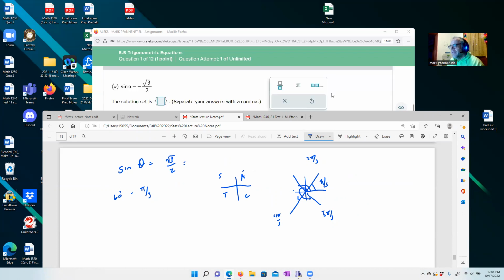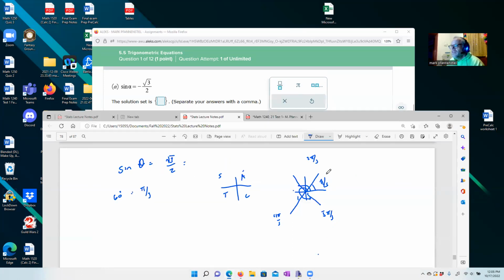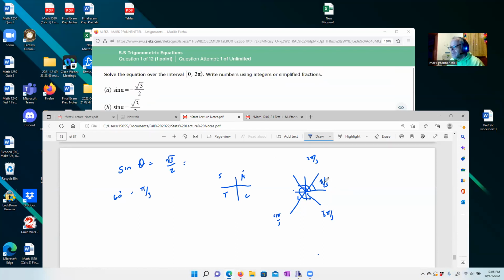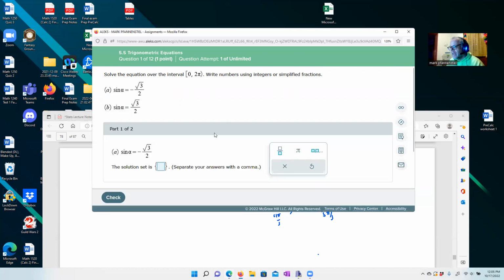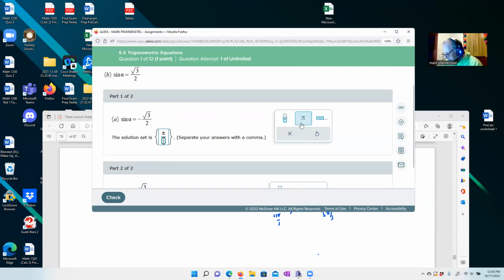Okay, so in this case, they want the solution set, and what we're going to do is give it some possibilities here. So where was it positive? Part A was the positive one. So that was going to be pi over 3 and 2 pi over 3. So we want pi over 3, and then comma, and we want 2 pi over 3. Okay, and those are the positive ones.